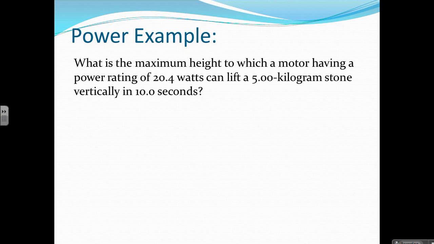Let's go through an example of this. I'm going to do the first and third examples. In this first one, we want to know what is the maximum height a motor having a power rating of 20.4 watts can lift a 5 kilogram stone vertically in 10 seconds.